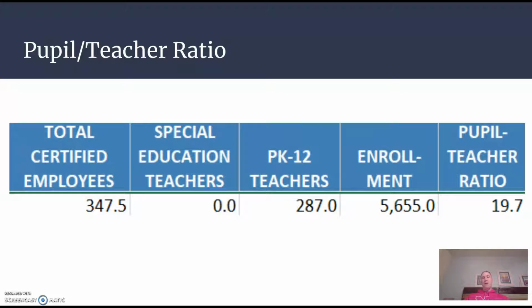Pupil to teacher ratio, like I'd mentioned before, the certified staff members, and there's the number of teachers. With the enrollment, these look like the 17-18 school year numbers, but the teacher to pupil ratio is about 19.7, almost 20 to 1.